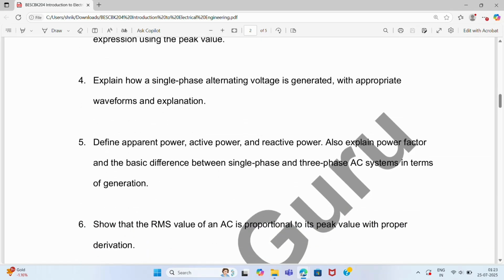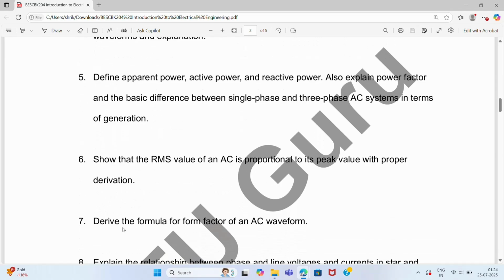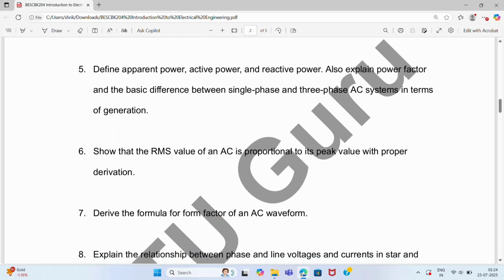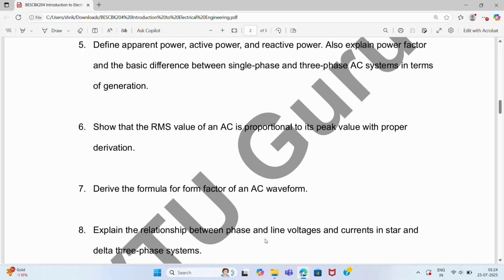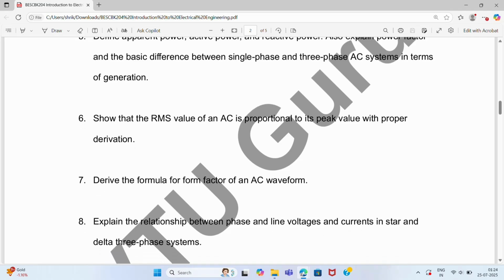Show that the RMS value of an AC is proportional to its peak value with proper derivation. Derive the formula for form factor of an AC waveform. Explain the relationship between phase and line voltages and currents in star and delta three phase systems.